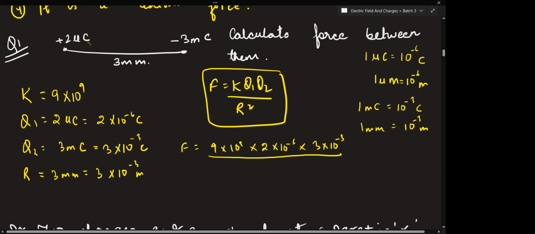R square is also 3 into 10 to the power minus 3 two times. R into R means R square. So 1, 3, this is cancelled. This is 3. 3 into 2 is 6. So this is 6 into 10 to the power, this is 10 to the power 3. So this becomes 10 to the power 6 Newton. Clear?